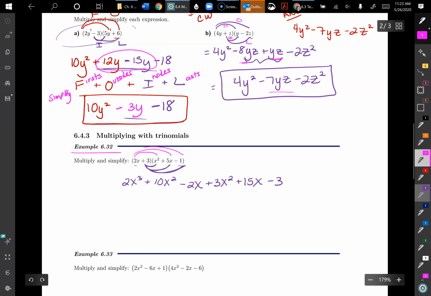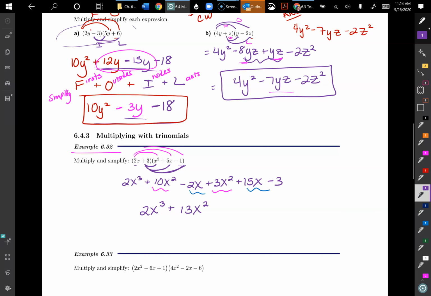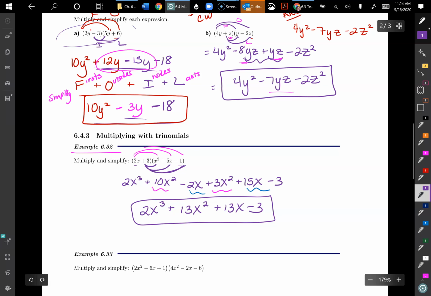Now I'm going to combine like terms. So I have a squared term that's like, I have an x term that's like. So a little bit more going on in this one than the other. So 2x cubed plus 10x squared plus my 3x squared will be 13x squared. And then I have minus 2x plus 15x is plus 13x minus 3. Then don't try to combine unlike terms or do anything more with that. That's your answer.